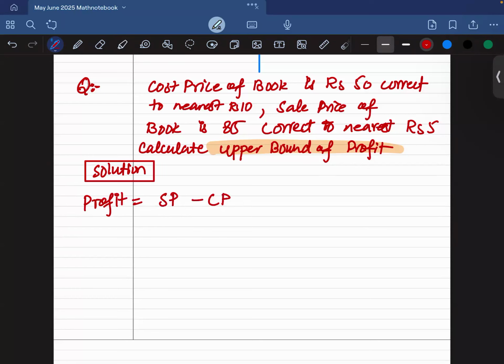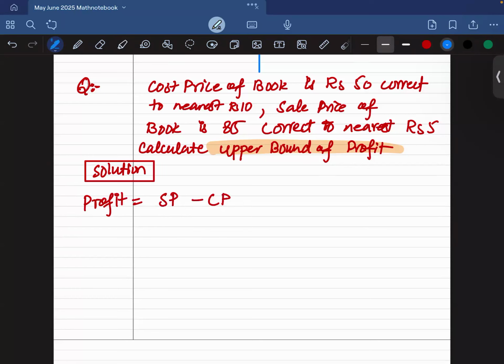Agree or not, everybody? So Misha, you can see that the profit is sale price minus cost price. That was the formula for the profit. Now the question is asking to calculate the upper bound of the profit. So upper bound of profit, the formula is of the subtraction. You can see that above. If upper bound of profit, you have to take upper bound of sale price but the lower bound of the cost price.